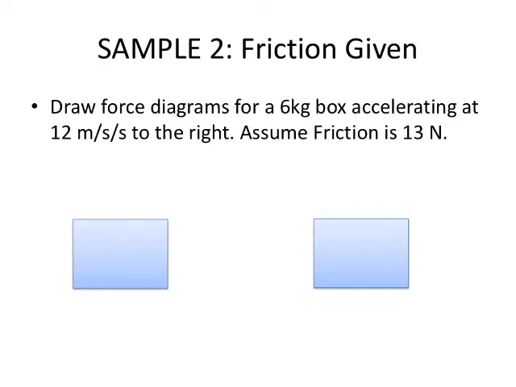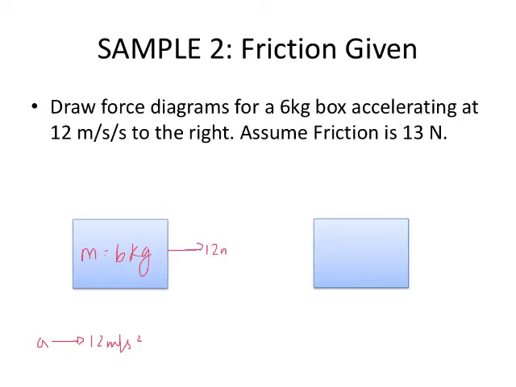So draw force diagrams for a 6 kilogram box accelerating at 12 meters per second to the right. Assume friction is 13 newtons. So for sake of ease here, we're going to stick to everything kind of being the same mass, same acceleration, and just make slight changes so you can see how that affects things. So we know our acceleration is 12 meters per second squared.